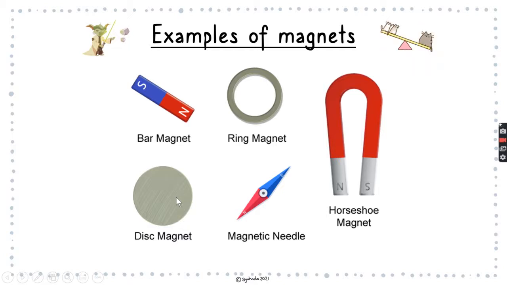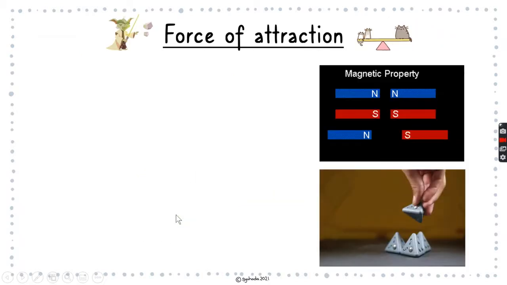For example, in a disc magnet, we can't see where the north and south is, but we can use a magnet that already has a north and south pole labeled, so we can see if it attracts or repels. Then we can find out which side of that magnet is a south or north pole. These are just examples of magnets. That's a bar magnet. This is a ring magnet. That's a horseshoe magnet. This is a magnetic needle that you can find in compasses. And you have a disc magnet over here.